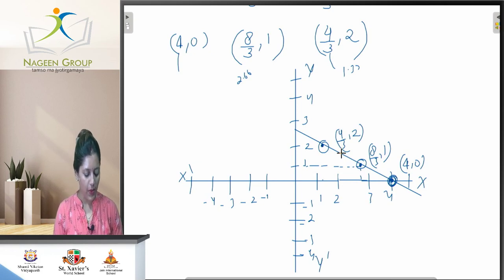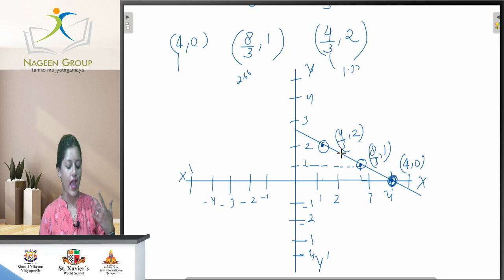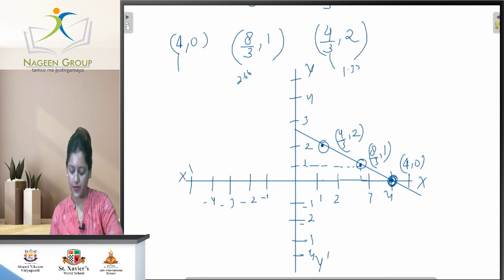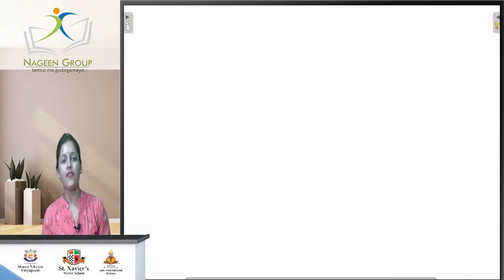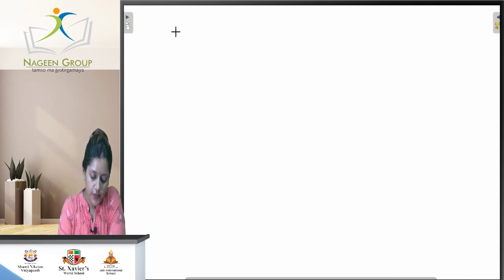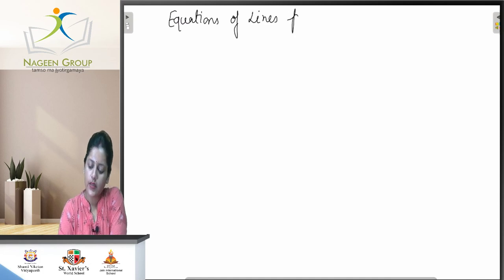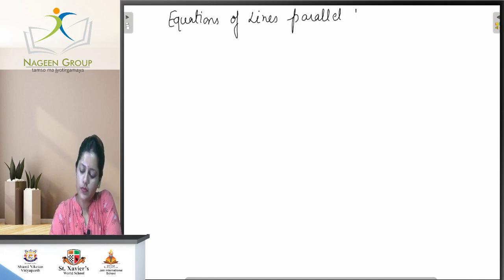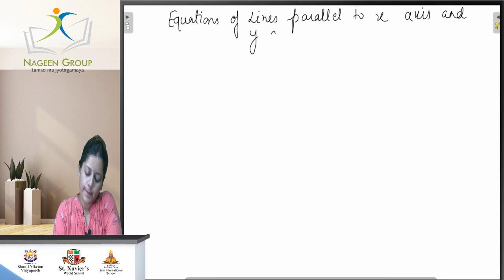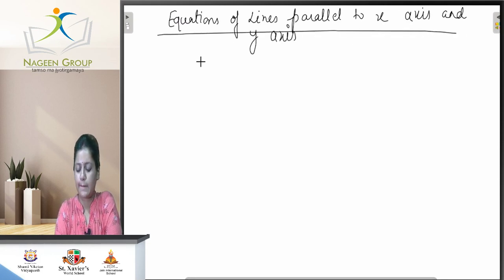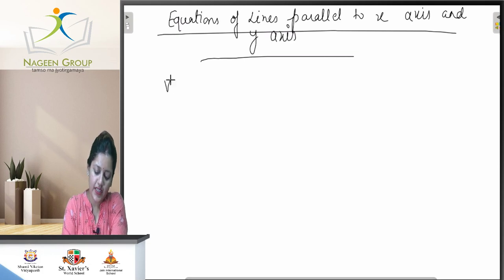Now we are going to study about the equations of lines parallel to x-axis and y-axis. We got two different equations of it. Now this is our new topic. So first you have to understand how to graph a point on a graph paper. Now the equations of lines parallel to x-axis and y-axis. So first, vertical straight line.